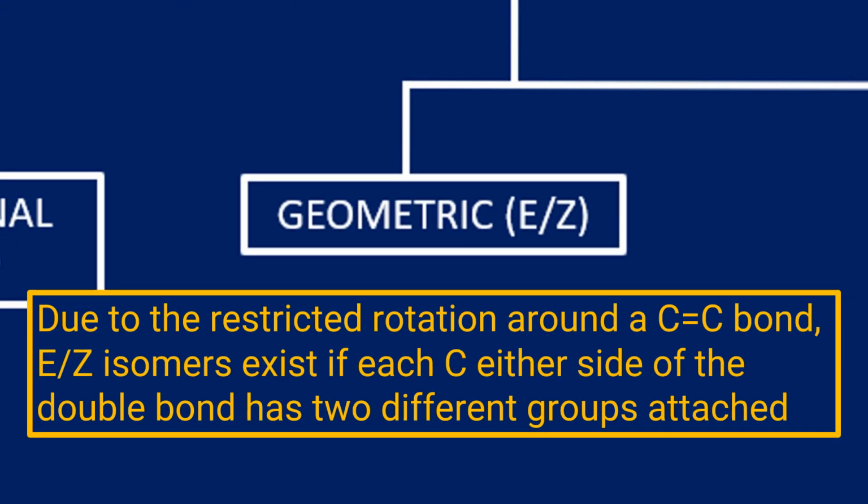Two types of stereoisomerism then. We've got geometric isomerism, sometimes called EZ, and this occurs in our alkenes due to the restricted rotation around a double bond. That means that double bond locks the groups in place and there's no free rotation. That bond can't rotate.